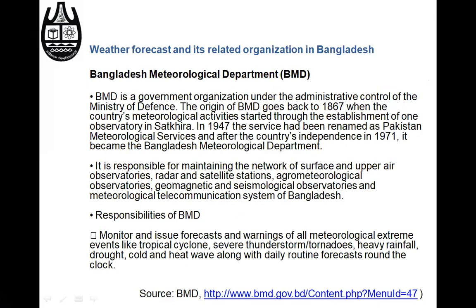We are going to discuss a few of the issues of the Bangladesh Meteorological Department, which was established long before. At the very first time it was not a department, it was just observatory centers or locations in Satkhira in 1867. And then after a long time, this department was started with the Pakistan Meteorological Services before the independence in 1947. And after the independence in 1971, it was named Bangladesh Meteorological Department.